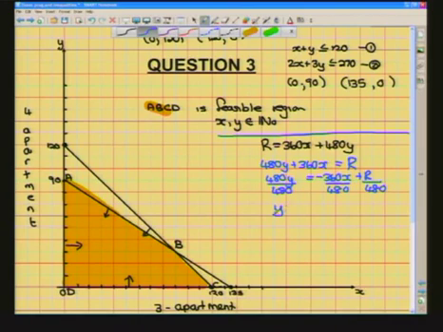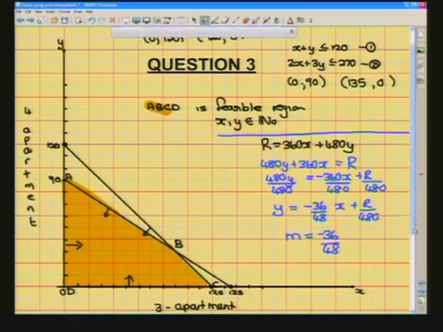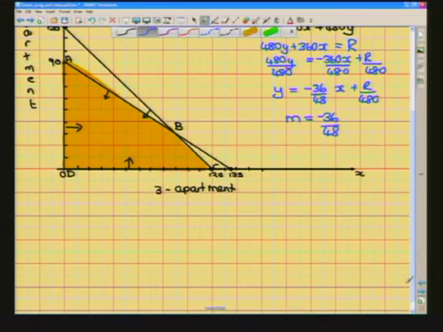So we're going to get y equals this thing, which I could make minus 36 over 48x plus r over 480. And remember, the only thing I'm interested in is the gradient. So I'm just going to work with this part. Now let's make it look more user-friendly. So I'm going to say 6 divides into there 6 times, and 6 divides into there 8 times. So the gradient I'm interested in is minus 6 over 8.